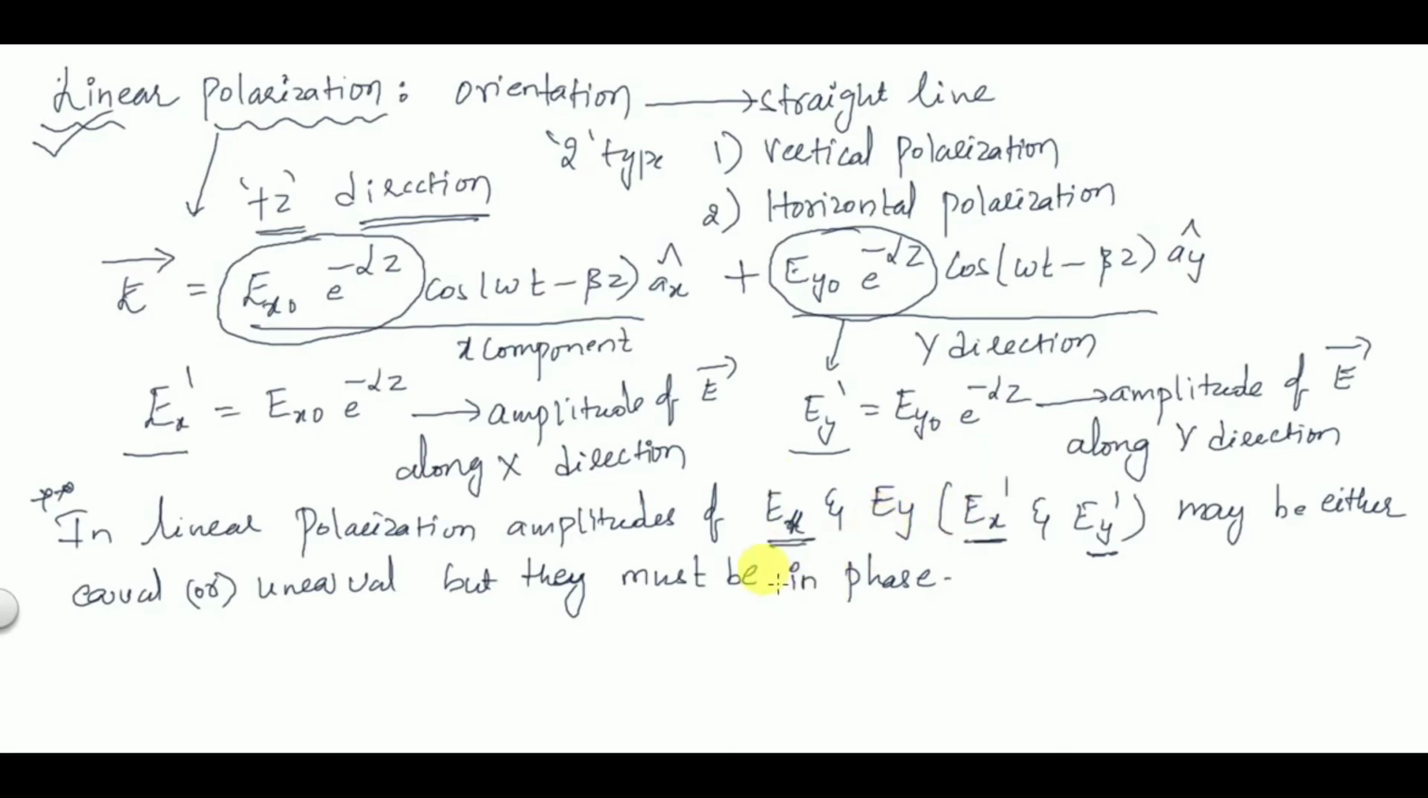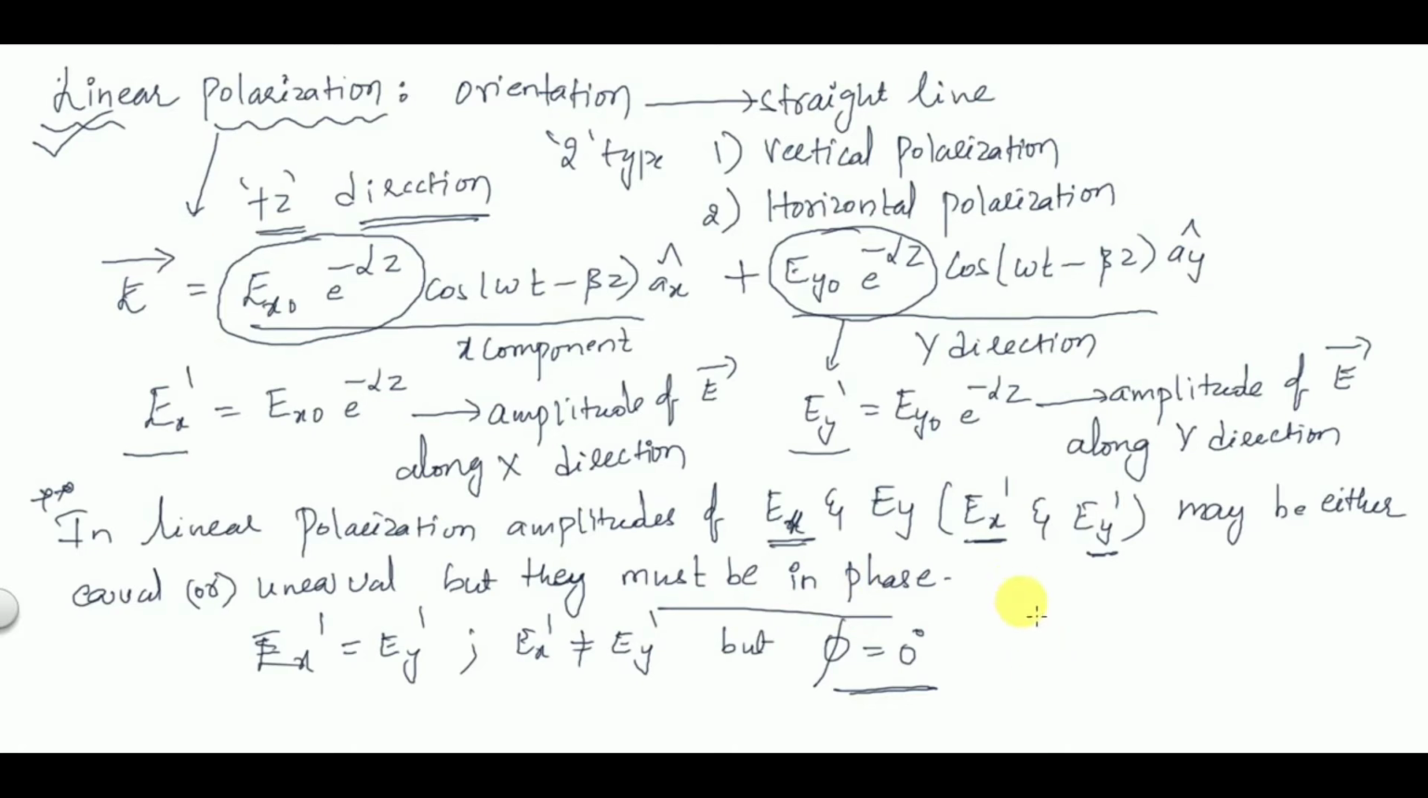In linear polarization, the amplitudes Ex dash and Ey dash may or may not be equal, but they must be in phase. That is, the angle between them must be equal to 0. So Ex dash may be equal to Ey dash, or Ex dash may not be equal to Ey dash. Both conditions can be there, but the phase difference phi between them must be equal to 0 degrees, so that they are in phase. This is the condition for linear polarization.